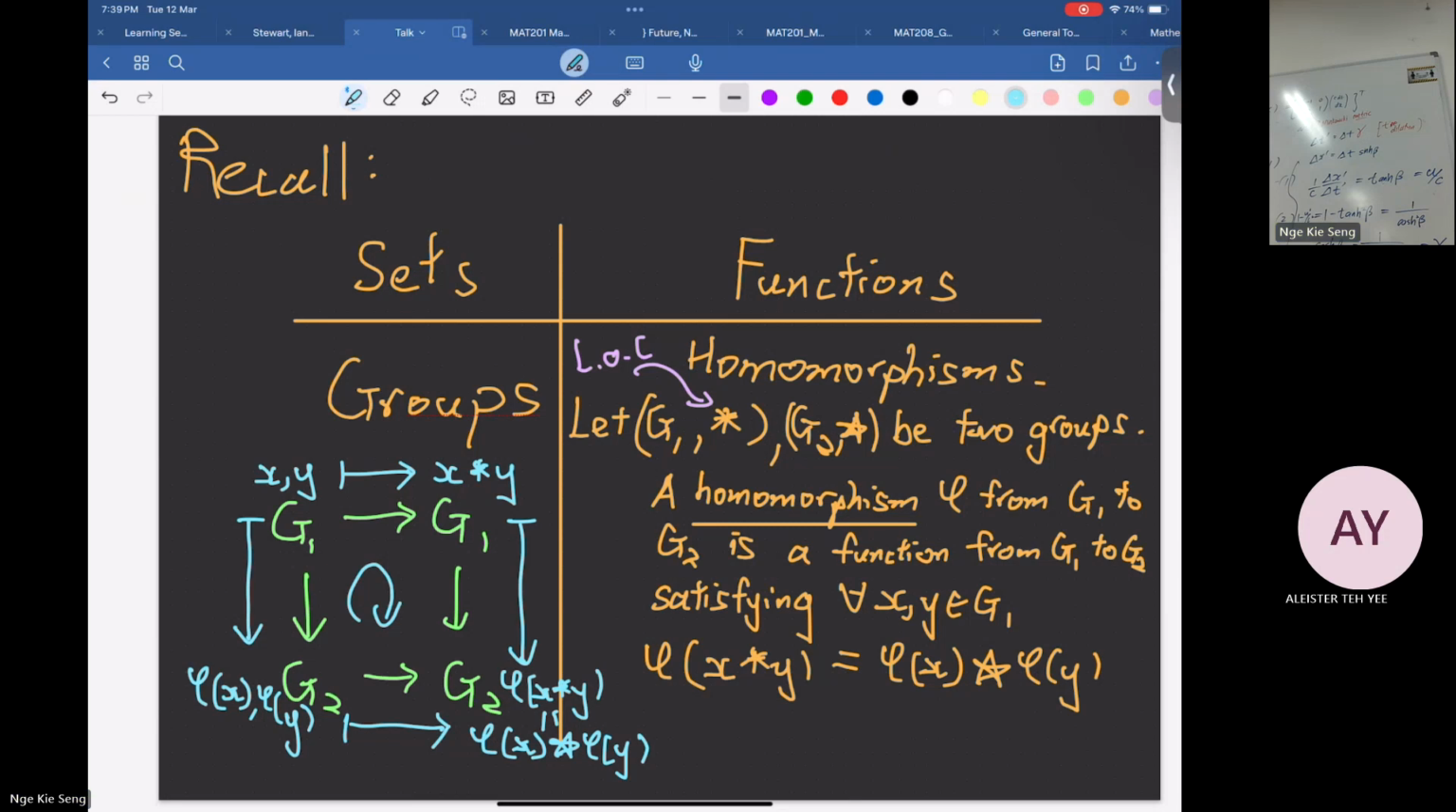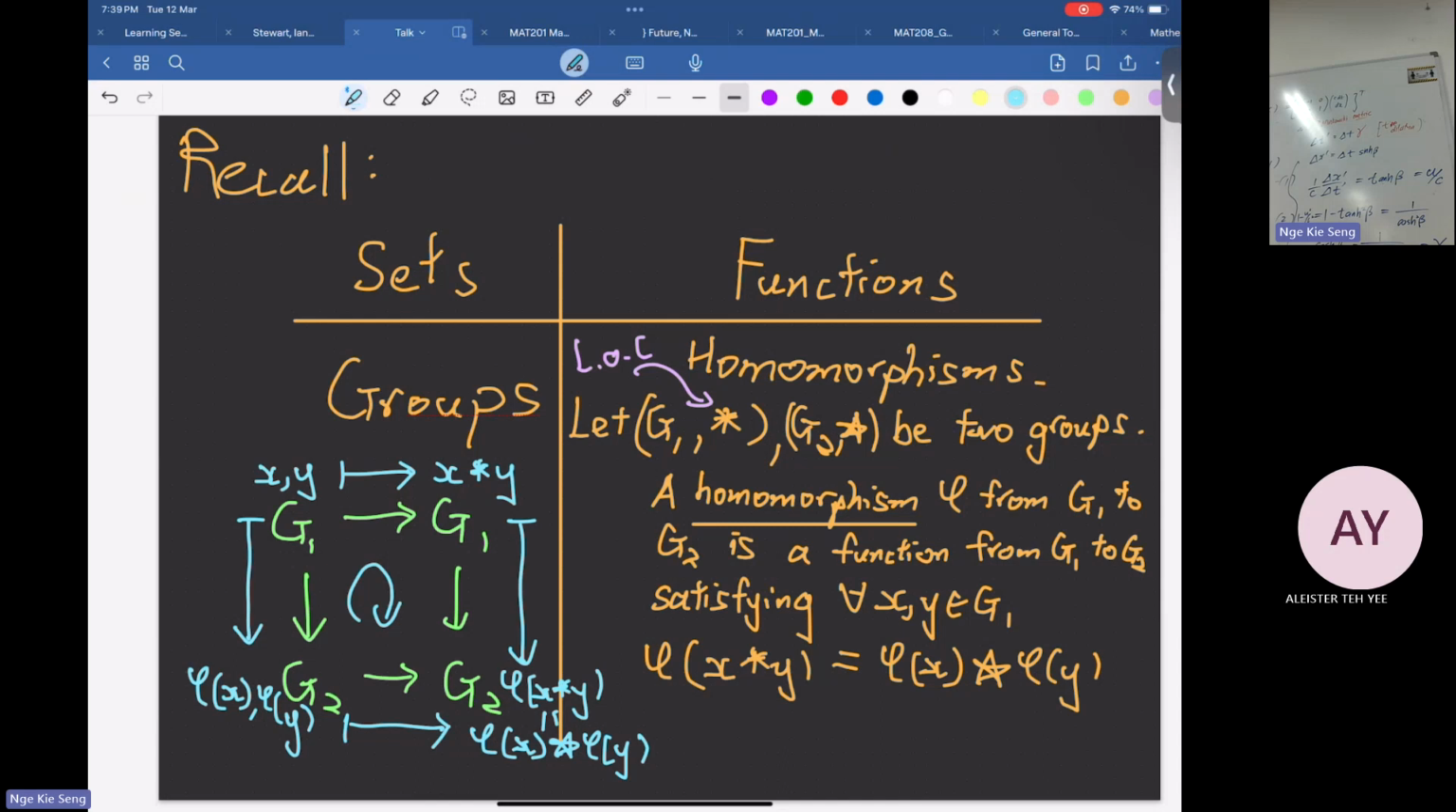Any question? I mean, you can ask if you don't understand. Yes. So this phi here is a bridge from G1 to G2. Okay. So there are two ways to get two things, right. When they are equal, then we say that this diagram commutes. So this is what this homomorphism term is doing.